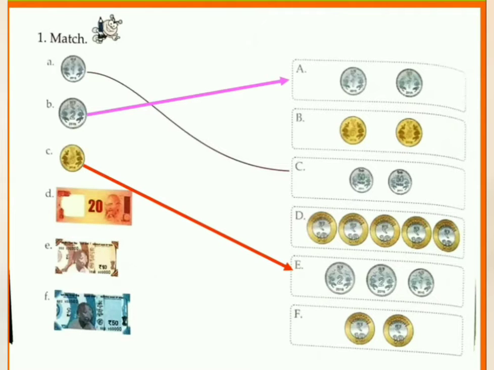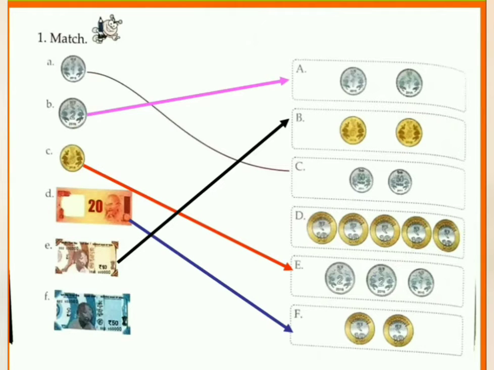Yes, it's E part. 5 rupees is equivalent to 2 rupees plus 2 rupees plus 1 rupee. If we have two 2 rupee coins and a 1 rupee coin, that makes 5 rupees. Next is 20 rupees. If we have two 10 rupee coins, then it is equivalent to 20 rupees. Next is the 10 rupee coin. A 10 rupee coin is equal to two 5 rupee coins.